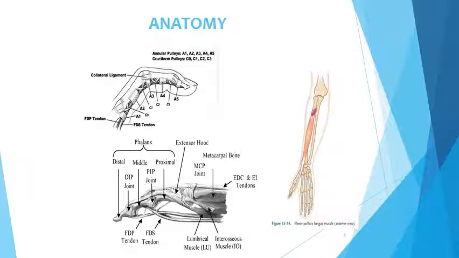You can also here see how the FDS inserts into the middle phalanx and how the FDP moves through the two slits and all the way to the distal phalanx to insert and flex the DIP.